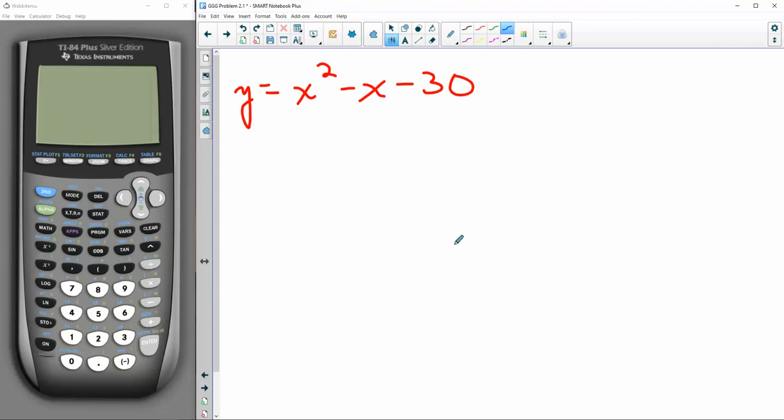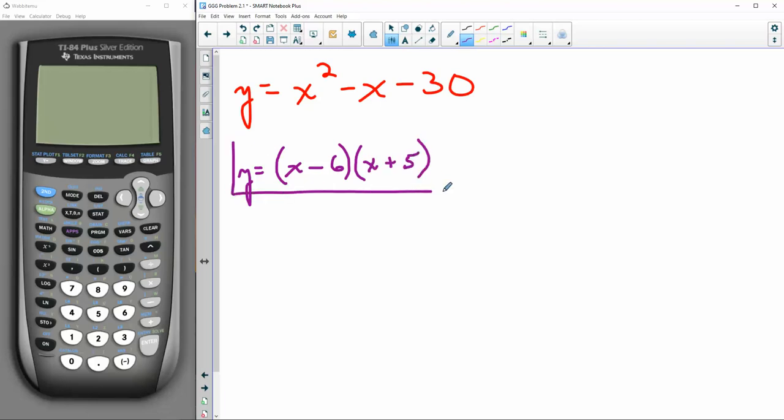This one is in general form. How about I turn it into factored form first? So let's go factored form. I would just look for factors of negative 30 that add up to negative 1. X minus 6 times x plus 5. That'll work. Again, we can do a rectangle diagram to check.